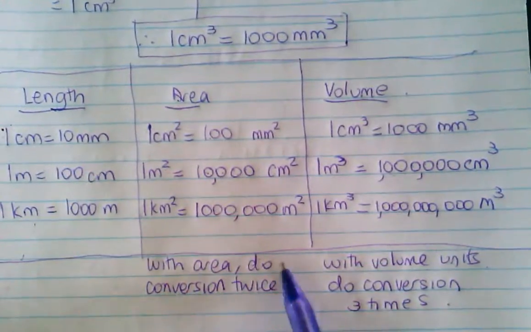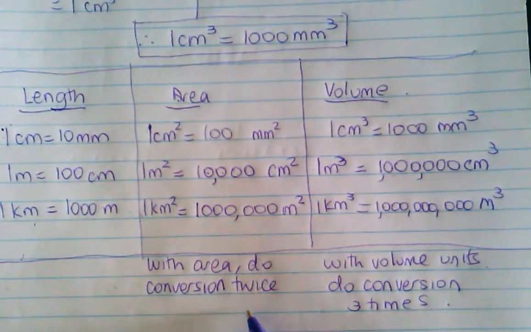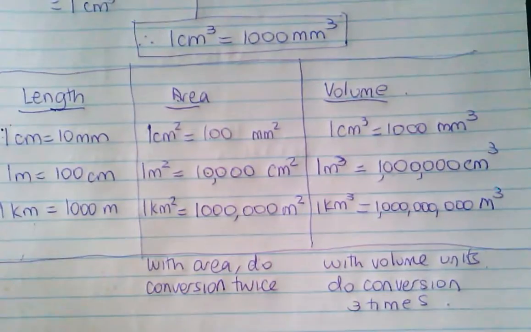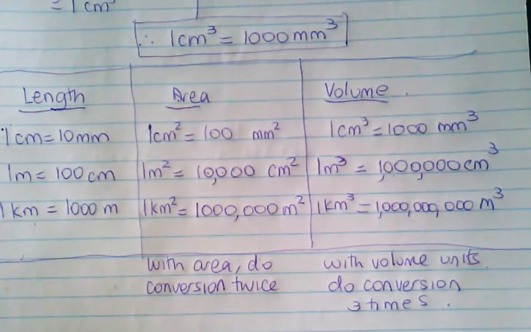So with area units, you do the conversion twice. For example, if you're meant to divide by 100, you do it twice. You divide by 100 and divide by 100 again. With volume, you do the conversion 3 times. For example, if you're supposed to times by 100, you times by 100 3 times.